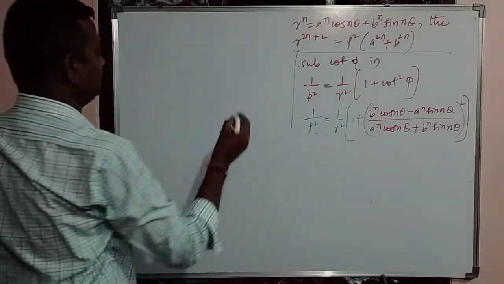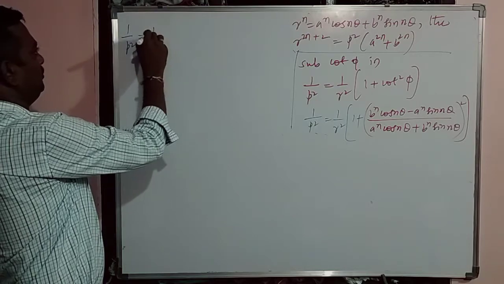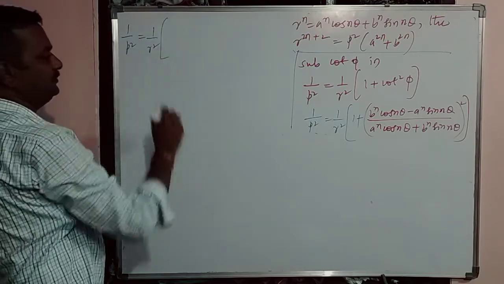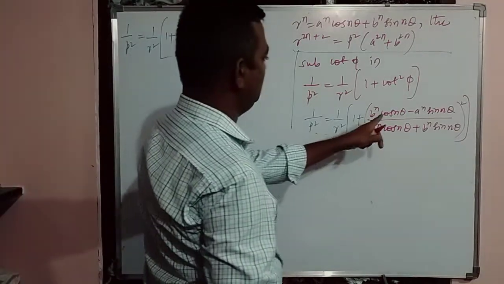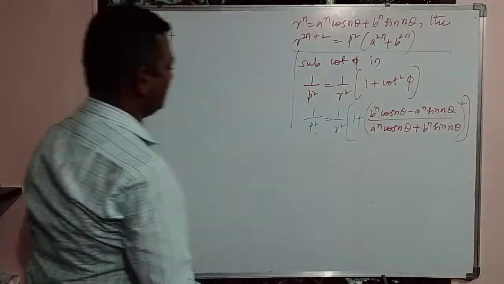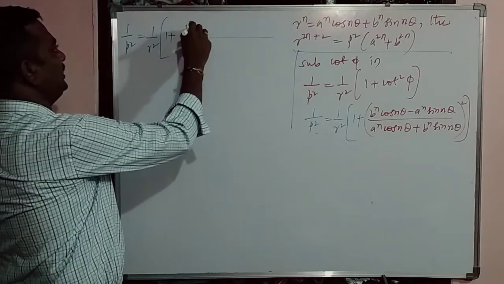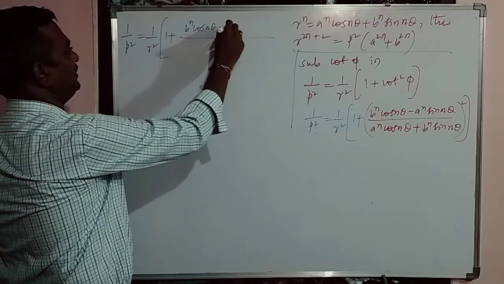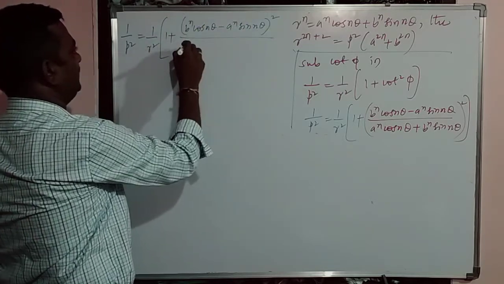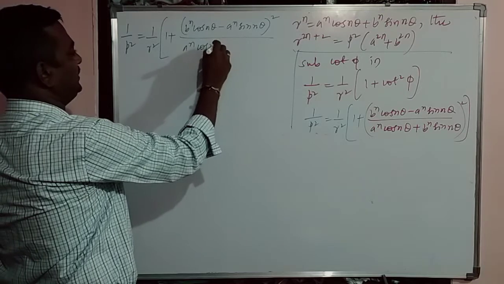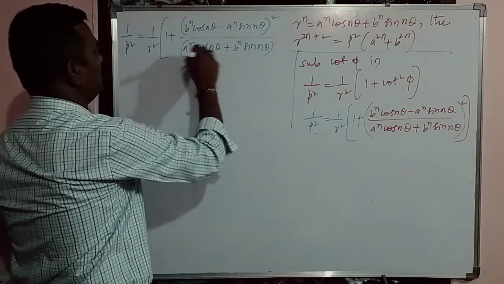Students, now I am going to expand that. 1 by p square is equal to 1 by r square into 1 plus, I am first writing separately, students, that is (b raised to n cos n theta minus a raised to n sin n theta) whole square divided by (a raised to n cos n theta plus b raised to n into sin n theta) whole square.